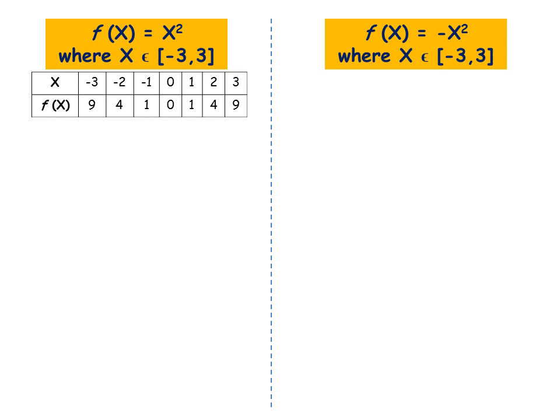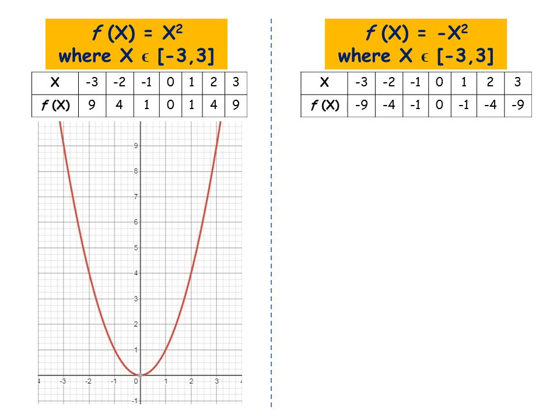For every x, I have f(x). When x equals negative 3, f(x) equals 9, because f(x) equals x squared. And negative 2, its image is 4. Negative 1, its image is 1. 0 will be 0. 1 and 1, 2 and 4, 3 has an image of 9. So every x and its image, which is f(x), can form an ordered pair. By locating these ordered pairs on the graph paper, I will have this curve.